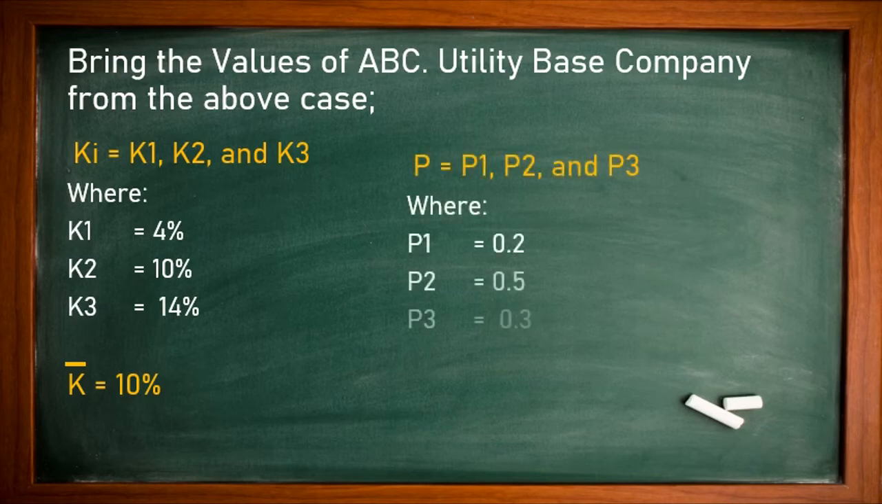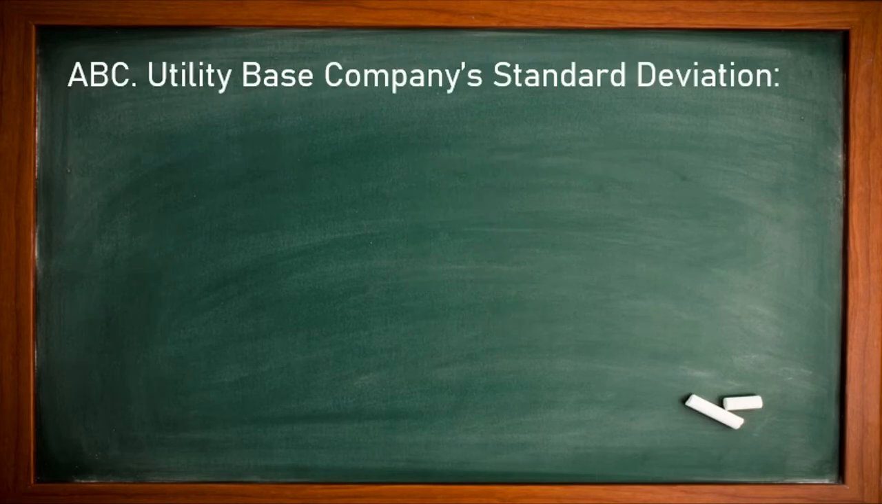Put the values in the given formula. Before that, we have to know the probability index, which is also given in the table. P1 is 20%, P2 is 50% as mentioned there, and P3 is 30%. So this information is given. Now let's put this information in the formula.